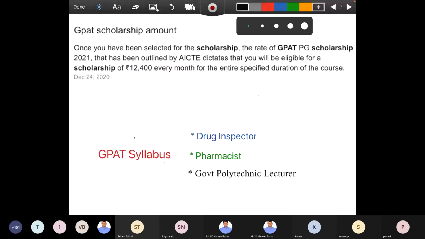The next important thing is that for PhD admissions too, GPAT qualification has become a required thing. So it is an essential thing nowadays.